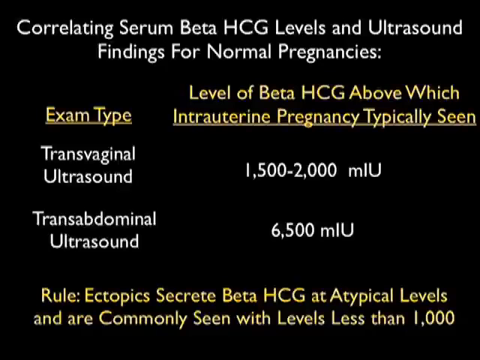Another important concept for OBGYN sonography is the correlation of the serum beta-HCG to the findings of a normal pregnancy. As we see here for transvaginal sonography, the discriminatory zone at which we will see findings of an intrauterine pregnancy is about 1,500 to 2,000 milli-international units. For transabdominal sonography, the discriminatory zone is about 6,500 milli-international units. Now, this rule does not apply to ectopic pregnancies, which secrete beta-HCG at atypical levels and are commonly seen with betas all over the map. They can be seen with betas lower than 1,000 and as high as 30,000.